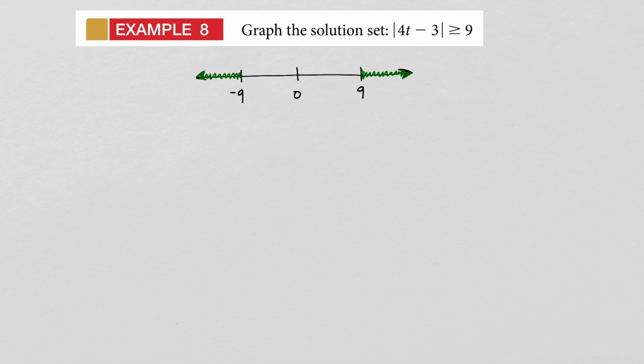So do we agree that these numbers here are x is less than negative 9 and these numbers are x is greater than positive 9? All right, so how do I set up this particular problem? Well, we don't have x, we have 4t minus 3. So it's just 4t minus 3 must be less than or equal to negative 9, or 4t minus 3 has to be greater than or equal to positive 9.